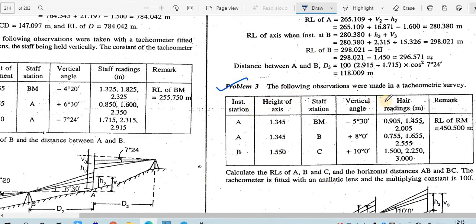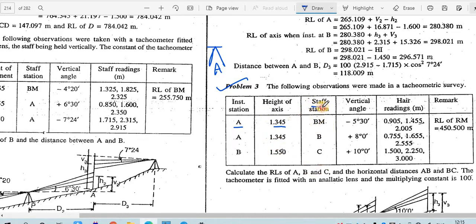Firstly, the following observations are made in tacheometric surveying. So it is clearly mentioning that tacheometric surveying has been performed. Instrument station is at point A. So we are keeping our instrument station at point A. Suppose this is your instrument station, which is at point A. The height of instrument is also given over here. This is required, but we will discuss it as we move further.